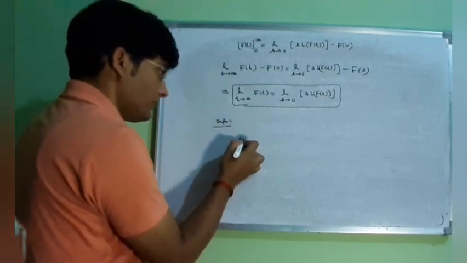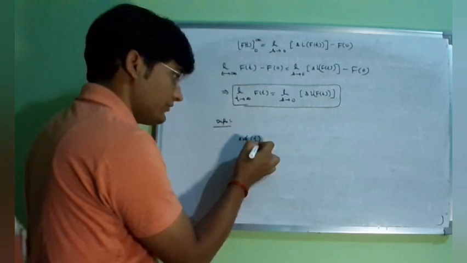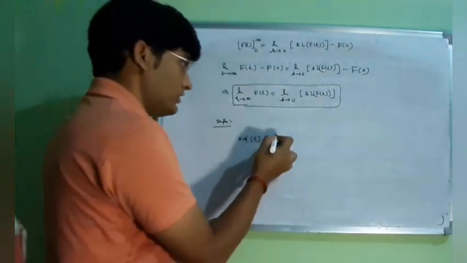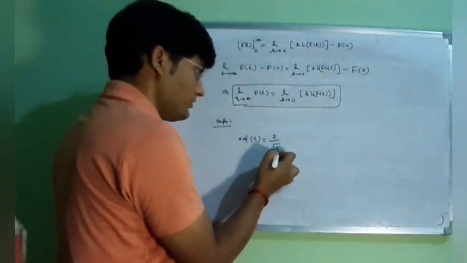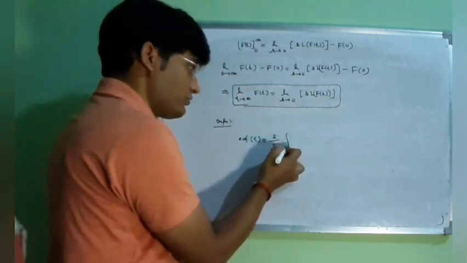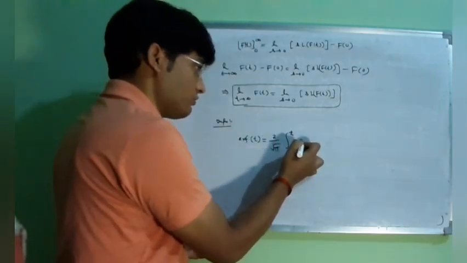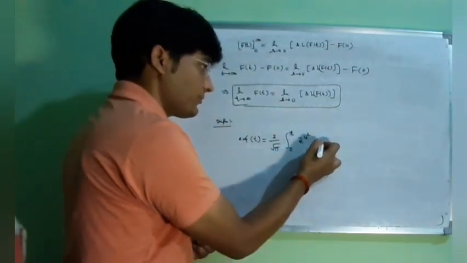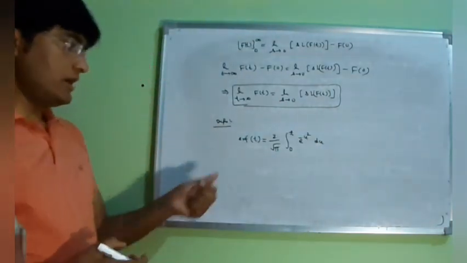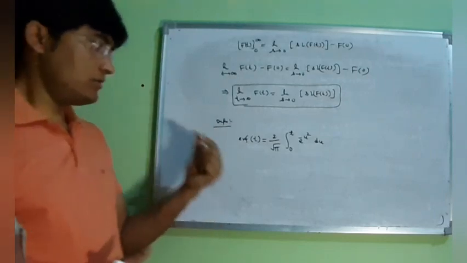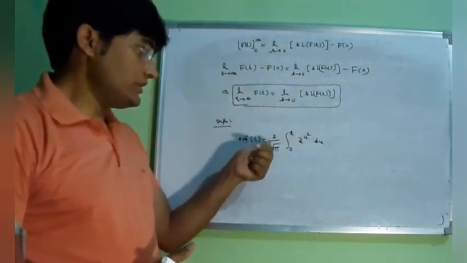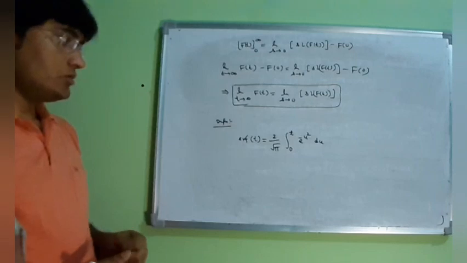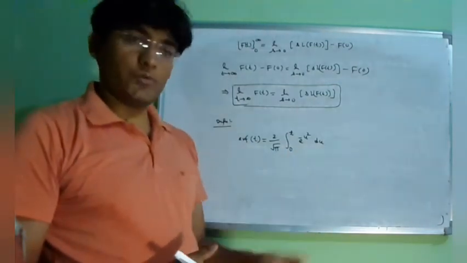Definition: the error function of the variable t is equal to 2 upon root pi, with limits from 0 to t, e to the power minus u square du. So this is the error function of t. The definition of error function of t is equal to 2 upon root pi, integral from 0 to t of e to the power minus u square du.